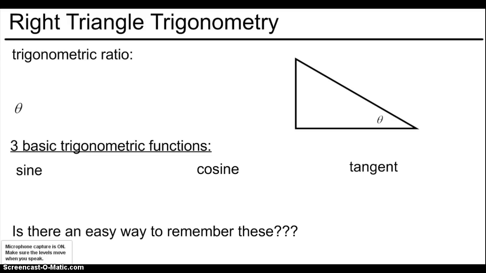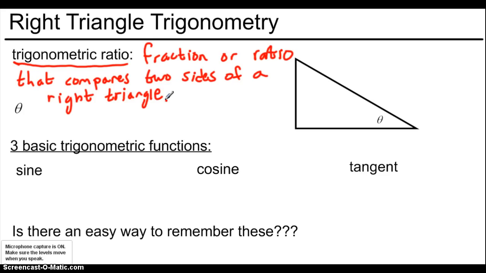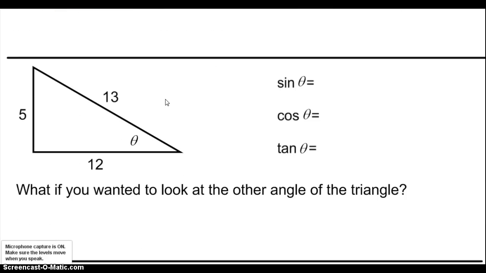So to start, we need to know what a trigonometric ratio is. A trigonometric ratio is a fraction or ratio that compares two sides of a right triangle. For example, if you look down at your notes, you've got this triangle in the middle that has sides 5, 13, and 12. So one trigonometric ratio could be 5 over 13. It's a ratio or a fraction that compares two sides.